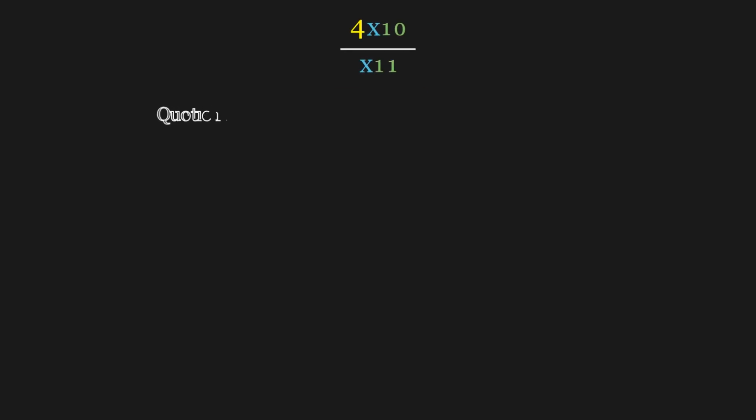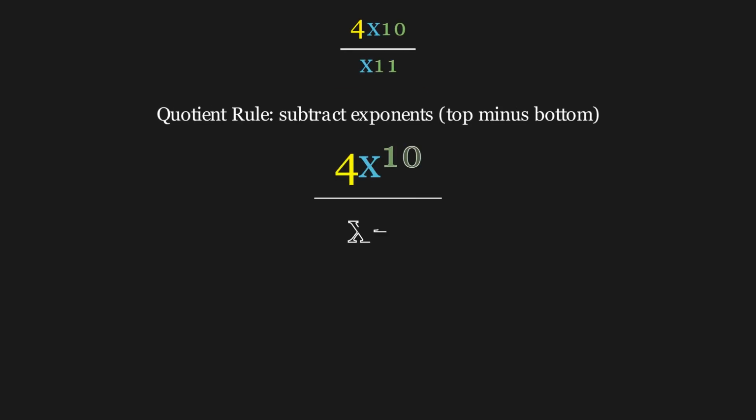Here's where the quotient rule kicks in. When you divide two powers with the same base, you subtract the exponents, bottom from top. 10 minus 11 is -1.